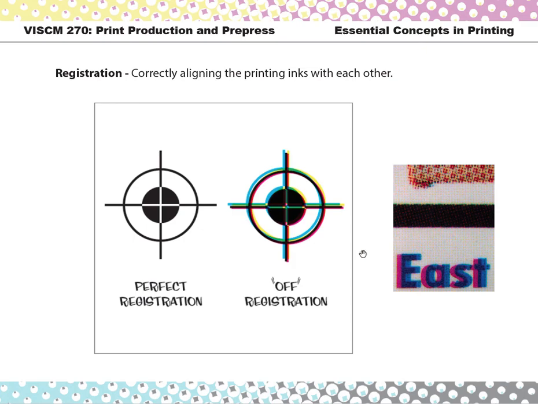You've probably seen that with really poor printing. If you've seen old comic books, newspapers with the color funnies, or just really poor printing in general. So registration is when you are correctly aligning the printing inks with each other.